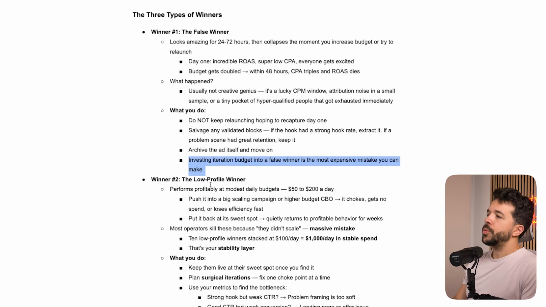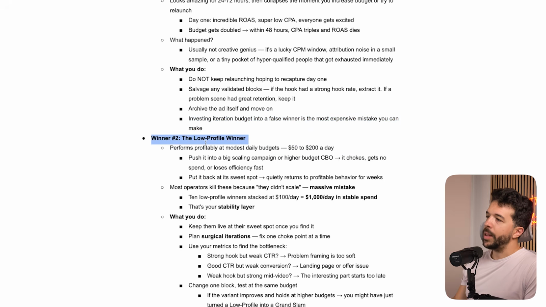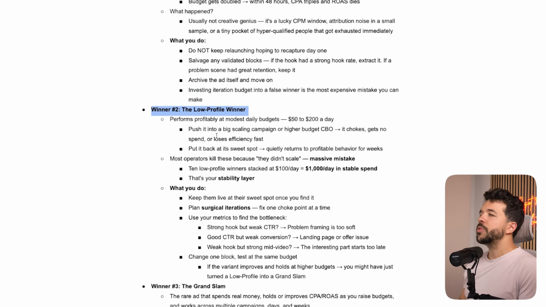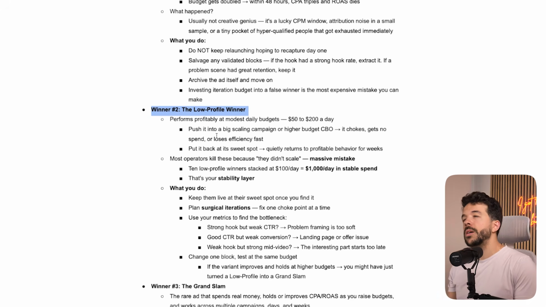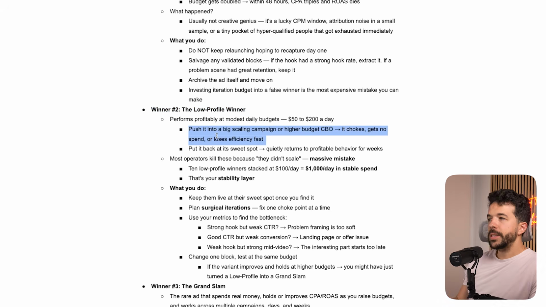Then winner number 2 is the low profile winner. And the low profile winner is most of the time the most misunderstood winner that you can find in any ad account. What happens with it? This is the type of ad that performs profitably at a modest daily budget, $50 to $200 a day. When you push it into a big scaling campaign, it chokes, doesn't get any spend for whatever reason, or loses efficiency.